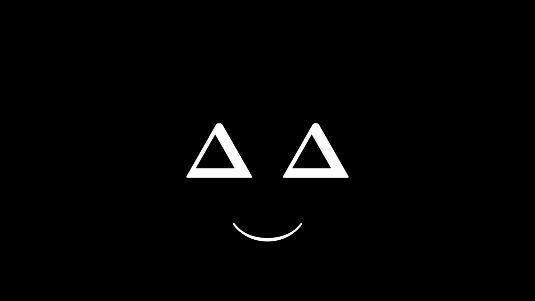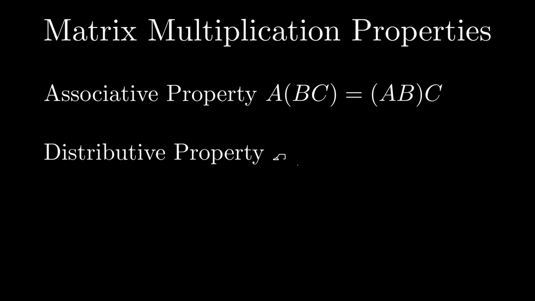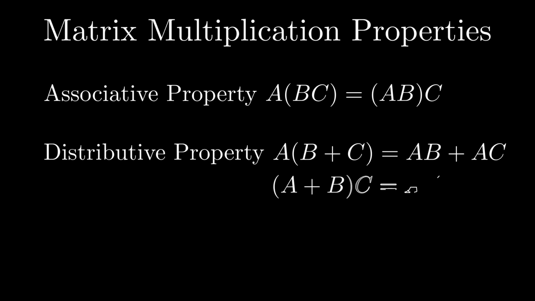Matrix multiplication also has properties. It's associative, so A times B times C is equal to AB times C, and it's distributive, so A times B plus C is equal to AB plus AC, and A plus B times C equals AC plus BC. We have two different distributive rules because matrix multiplication is not commutative. AB does not always equal BA.